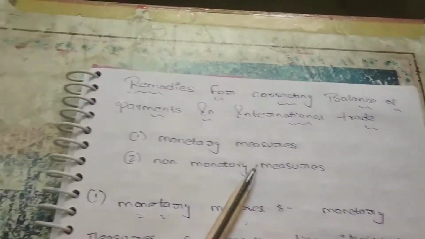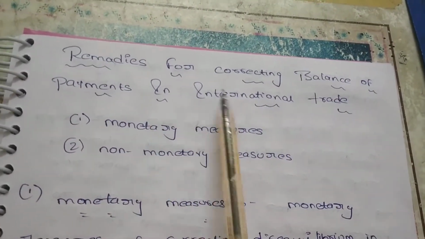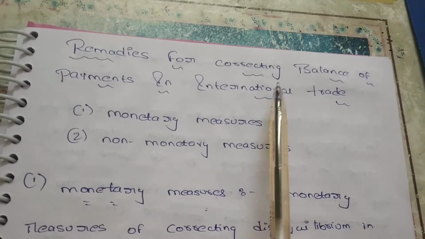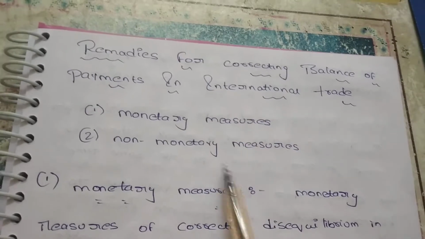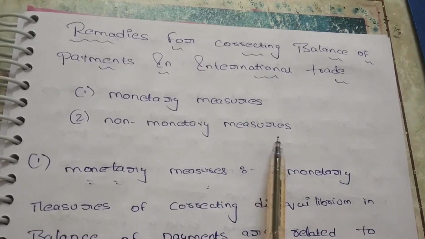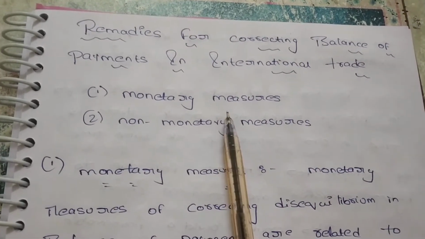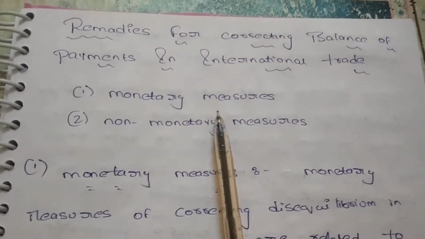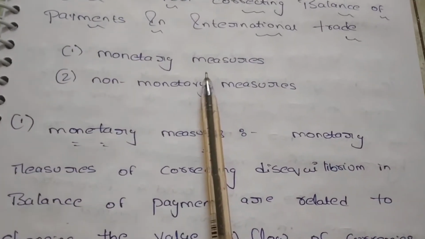Remedies for correcting balance of payments in international trade. What are the remedies? There are two types of remedies, that is monetary measures and non-monetary measures. In the balance of payments account, the debit is equal to credit, but due to some reasons the debit is not equal to credit. We can say it is in disequilibrium.